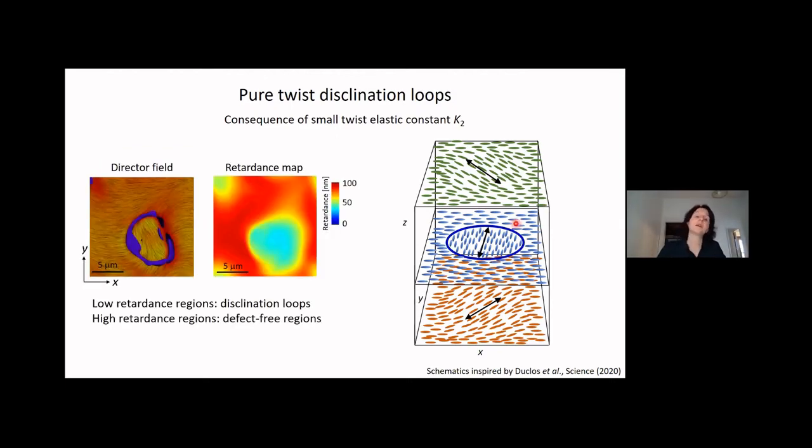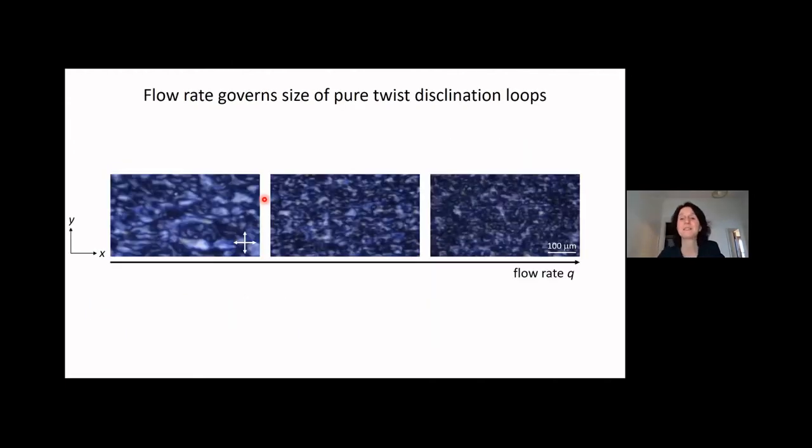Now, in order to directly compare our simulations to the experiments, we calculate the retardance map from our director field, which tells us that the low retardance regions appearing as blue are the disclination loops, and the high retardance regions appearing in red correspond to the defect-free regions. Keeping this in mind, we can now go back to our experiments, where we see that the size of these pure twist disclination loops is governed quite strongly by the flow rate of the system.